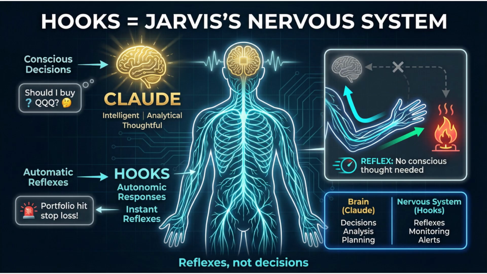We think of hooks as JARVIS's nervous system. The brain is Claude, intelligent, thoughtful, analytical. But the nervous system is what makes you pull your hand off a hot stove before you consciously think about it. Hooks give JARVIS reflexes. Portfolio drops near stop, instant alert. Context about to compress, auto-save state. Morning arrives, generate briefing. These aren't decisions Claude makes. They're autonomic responses built into the system.